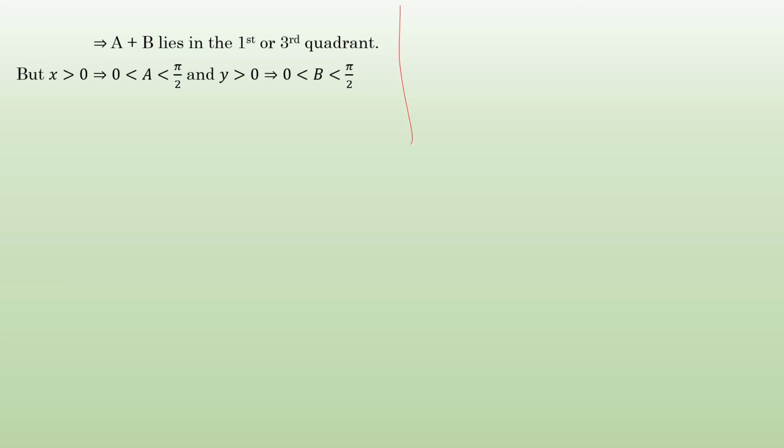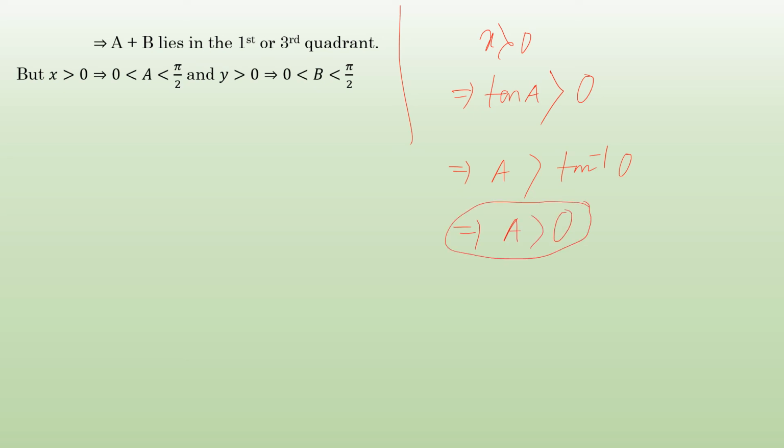Actually the condition is x greater than 0. This means the substitution for x was tan a, so tan a greater than 0, and so a is greater than 0. Taking tan inverse of 0, a is a positive angle, meaning it should not be a negative angle.